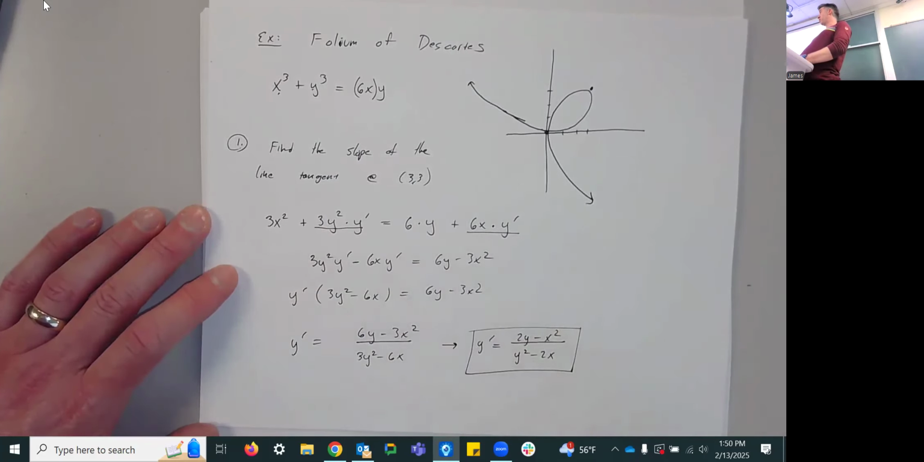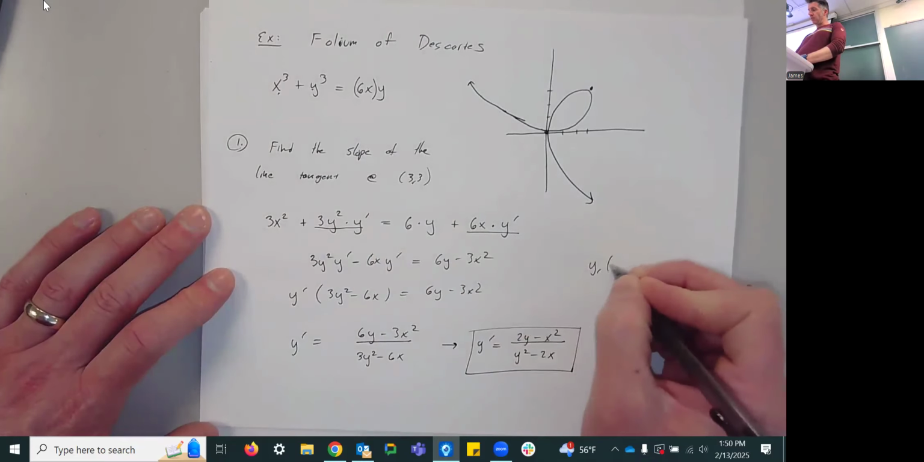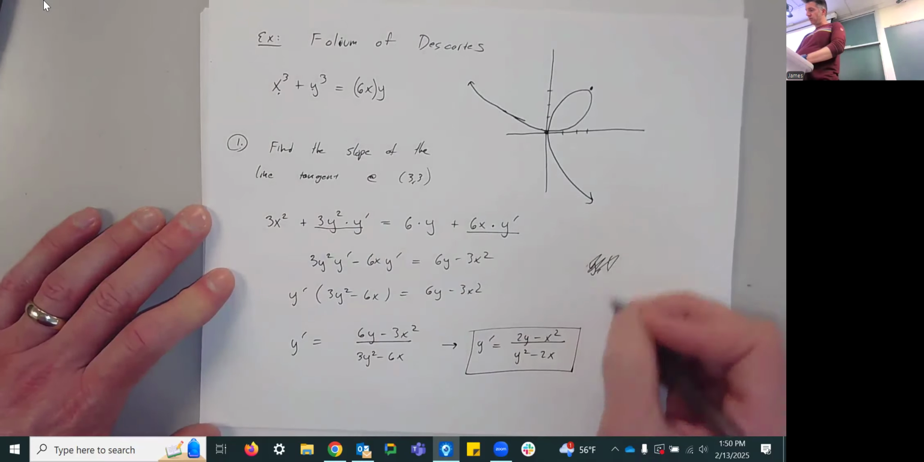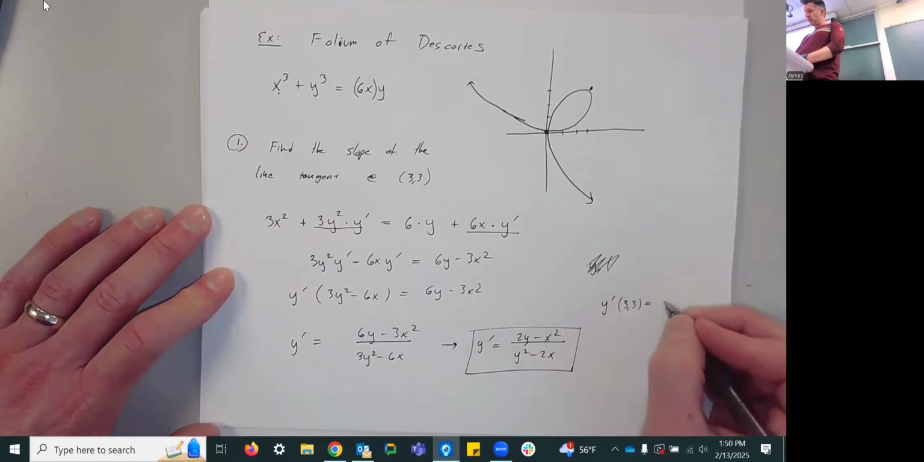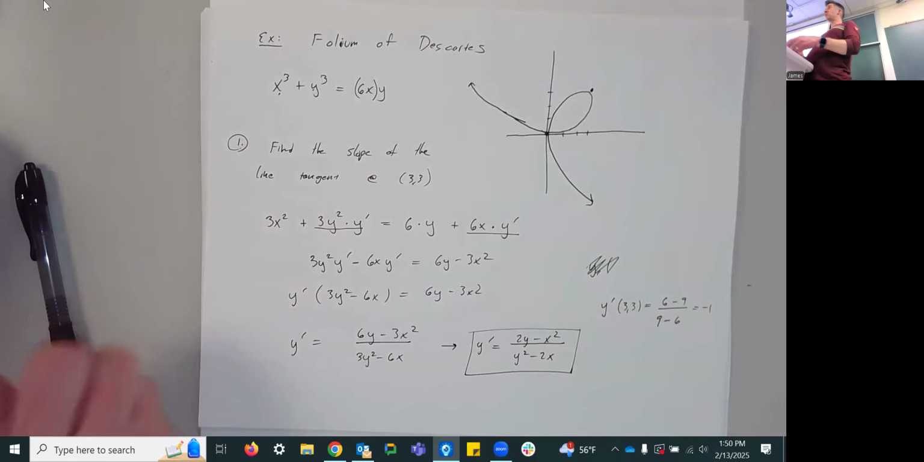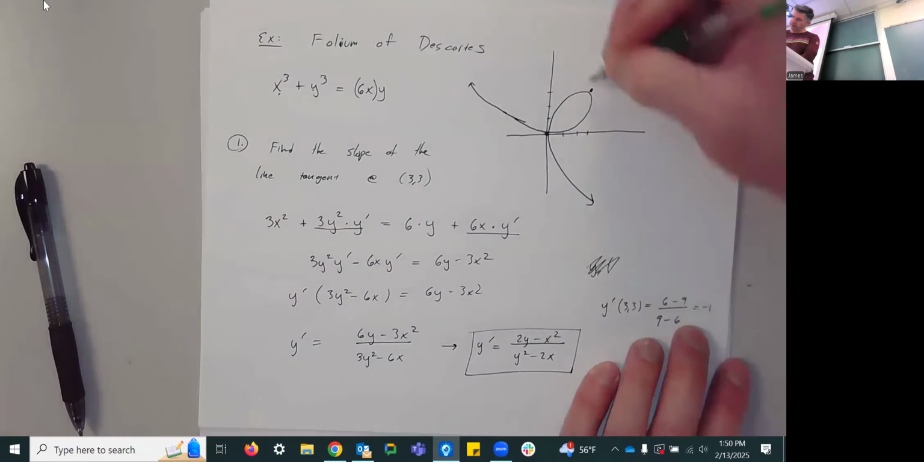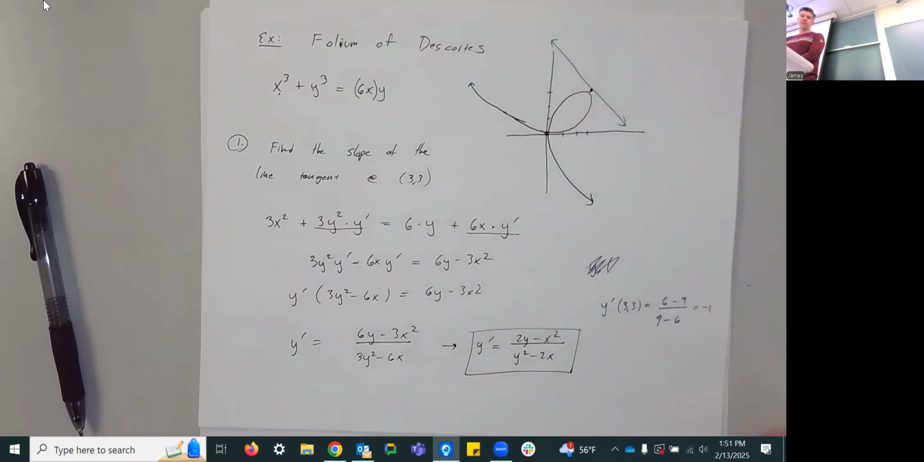So if we want to plug in our point of tangency, which is 3, 3, y prime evaluated at 3, 3 is going to be 2 times 3 minus 3 squared over 3 squared minus 2 times 3. And negative 3 divided by 3 is negative 1. And that doesn't look too surprising because if you drew the tangent line here, yeah, that seems like that tangent line could have a slope of negative 1. Seems very plausible.